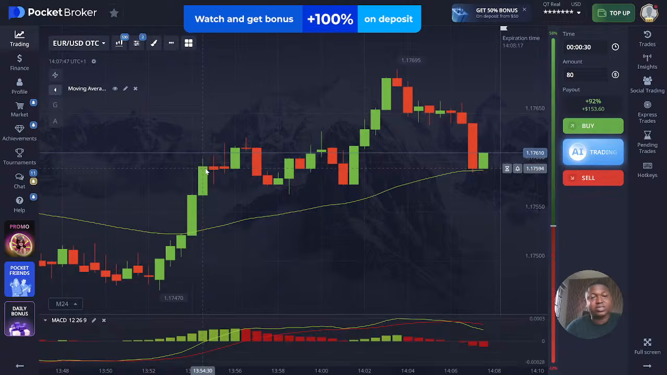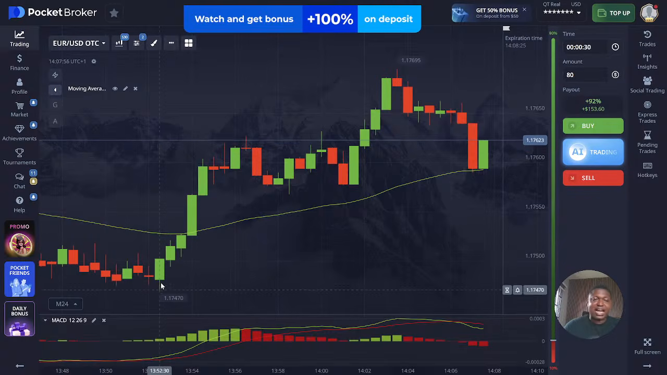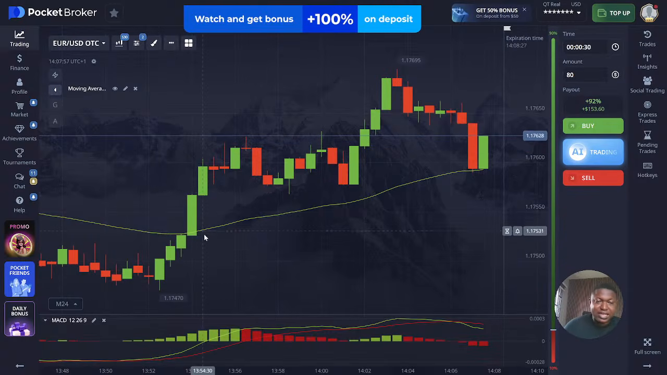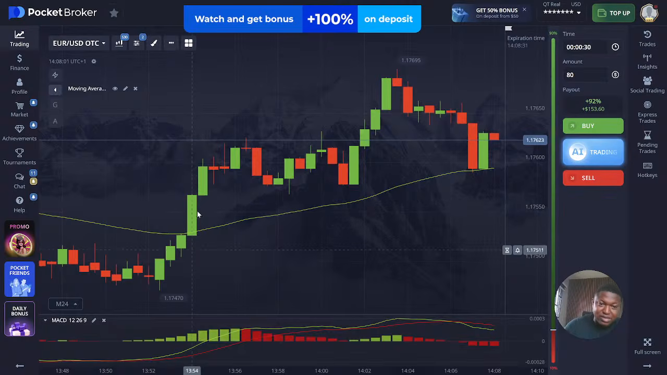If the chart crosses above, this is the EMA line we are seeing now. If the chart crosses above the EMA line, which is the exponential moving average line, we expect the market to go up, just like what you see here. Now the market is going up, it's going up, it's going up, still coming down.